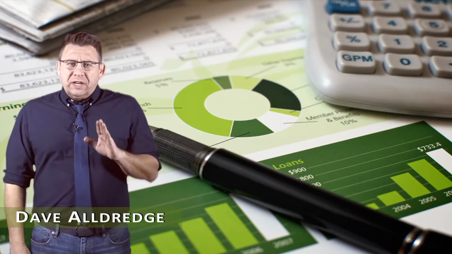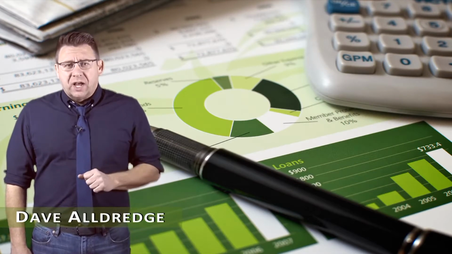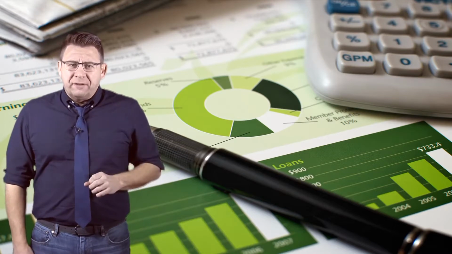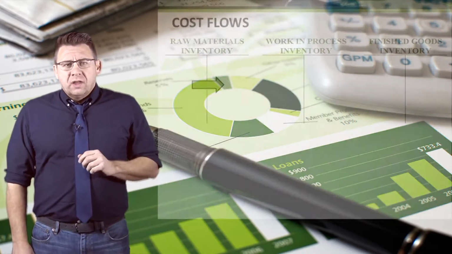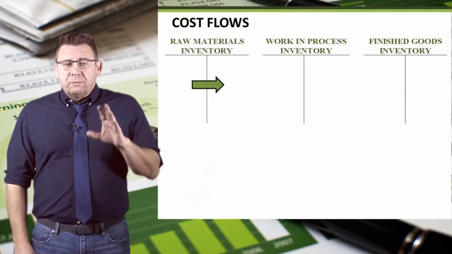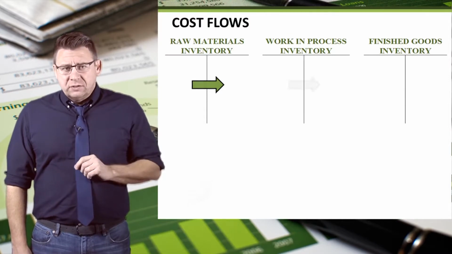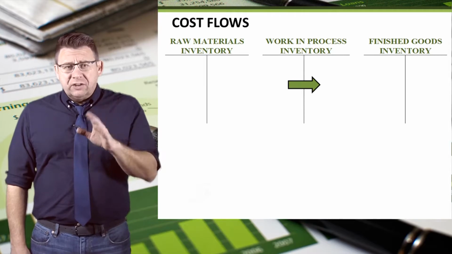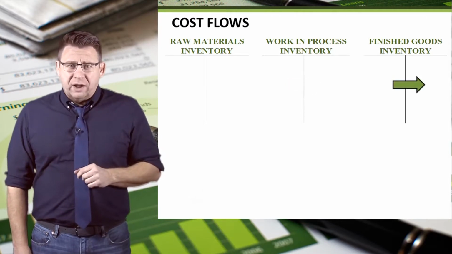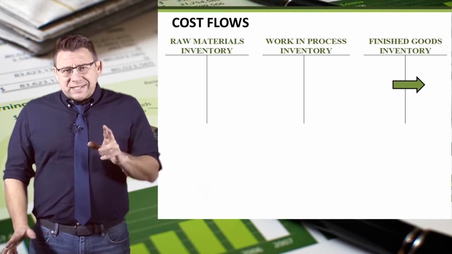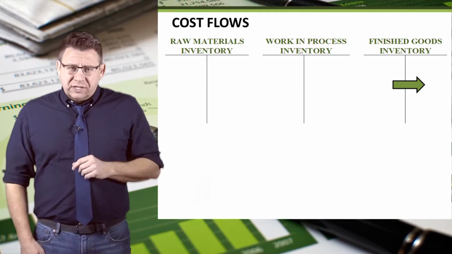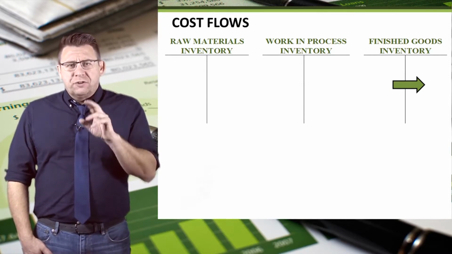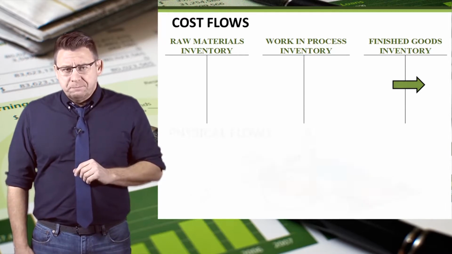One important thing we need to understand in determining product costs is the flow of costs through the manufacturing process. The cost flows move from the raw materials account to the work in process account and finally to the finished goods inventory account. That might seem like abstract accounting to some of you. You might find it easier to picture the physical flow of costs.